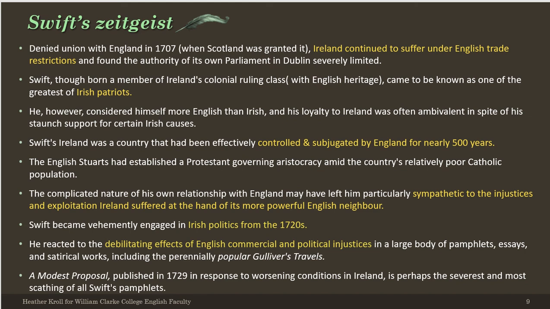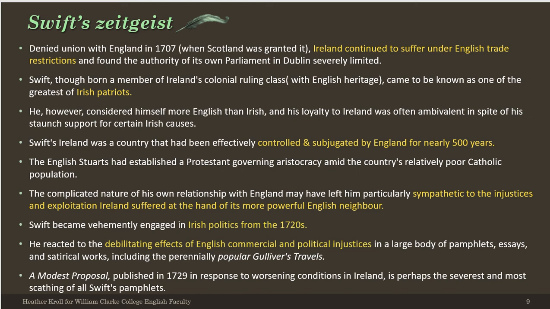Swift was born a member of Ireland's colonial ruling class because he had English heritage, but he came to be known as one of the great Irish patriots. So later in his life, he defended the sovereignty and the humanity of Ireland. And so there are a lot of statues of Jonathan Swift throughout Ireland. So he's really considered, even to this day, a great Irish patriot. However, on a personal level, he considered himself more English than Irish, and his loyalty to Ireland was often ambivalent, so that means it could go either way, in spite of his staunch support for certain Irish causes.